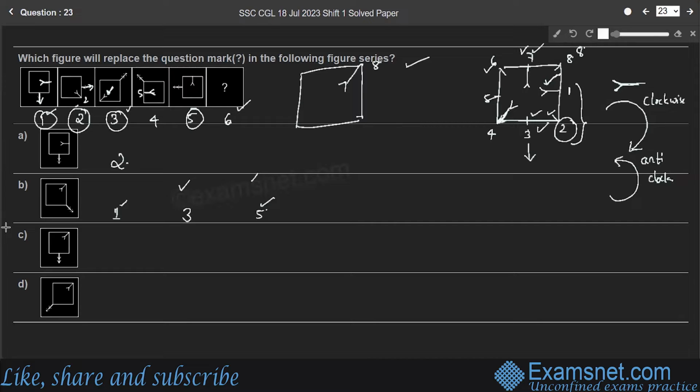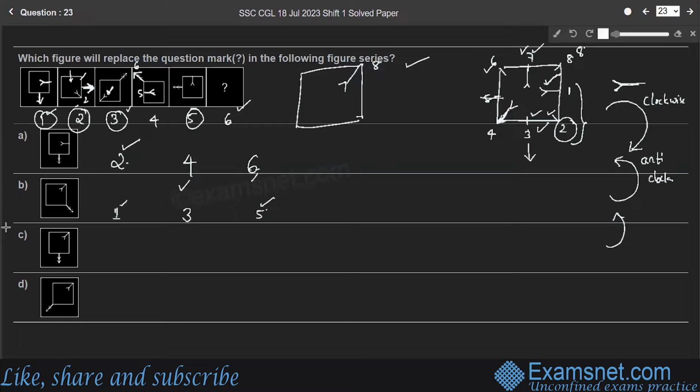Now focus on the symbol outside the box, which is an arrow mark. Focus on the second figure, 4th figure, and 6th figure. In the second figure, the arrow mark is here in the first position. The same arrow mark goes to the 6th position, again skipping 2 positions, but in the anti-clockwise direction.